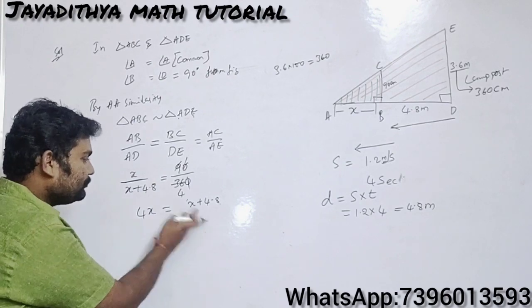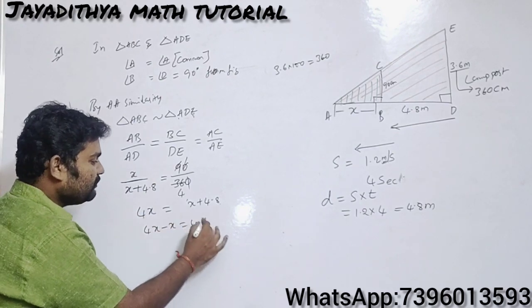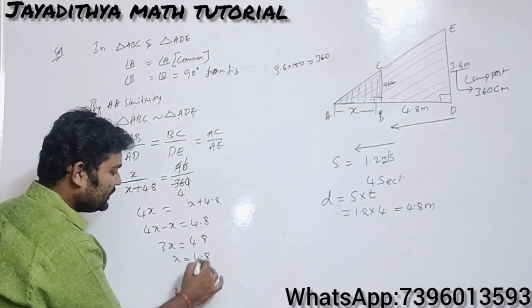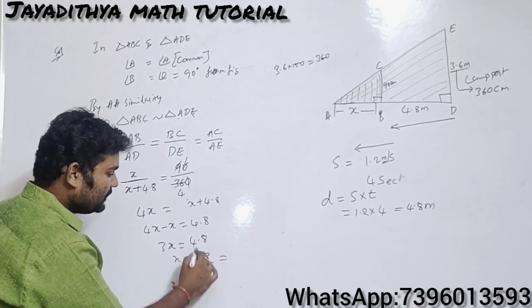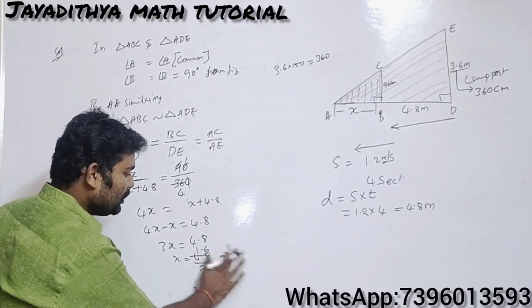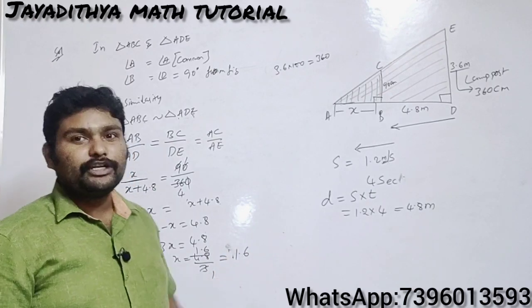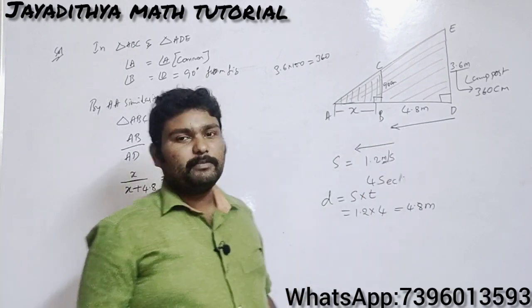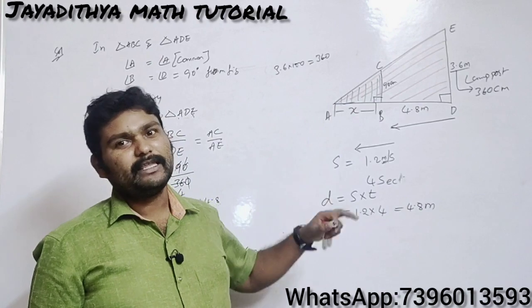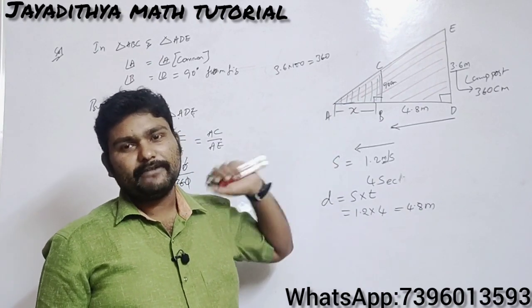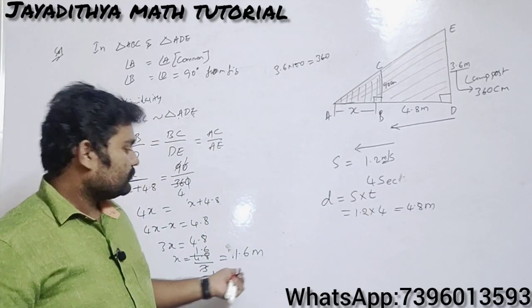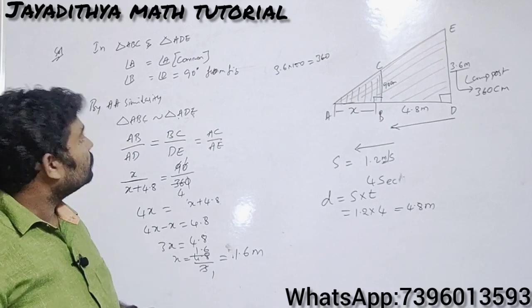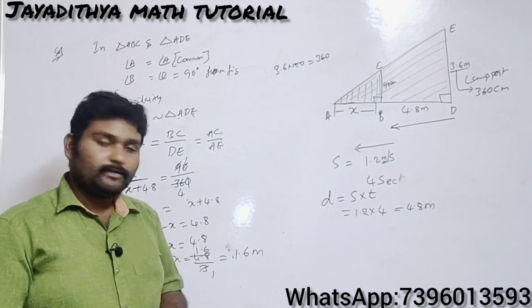Then after that, what you need to do? Bring X to the LHS, that is 4X minus X equals 4.8. So 3X is equal to 4.8 and X is equal to 4.8 by 3. And what answer will you get? 0.6... so X is equal to how much now? 1.6. So what units will you take here? Take the units as meters. Why? Because here BD is in meters. If you want, you can convert everything into centimeters, or you can convert everything into meters. Okay, here the shadow will be 1.6 meters. That's all. If you have any doubts, comment in the comment section.